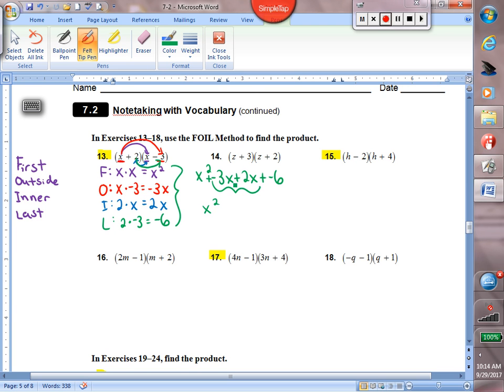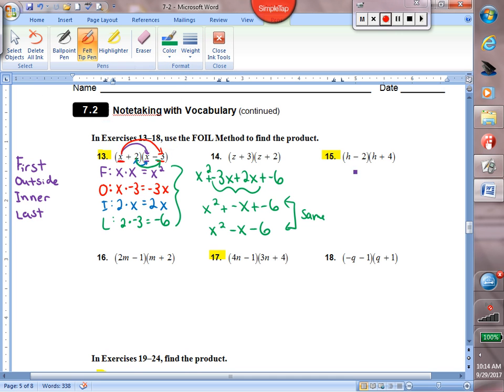Combine our like terms, and as always, add a negative or subtraction. Same answer, please do not write both. So just take a second and pause here. Try out number 15 using the FOIL method.